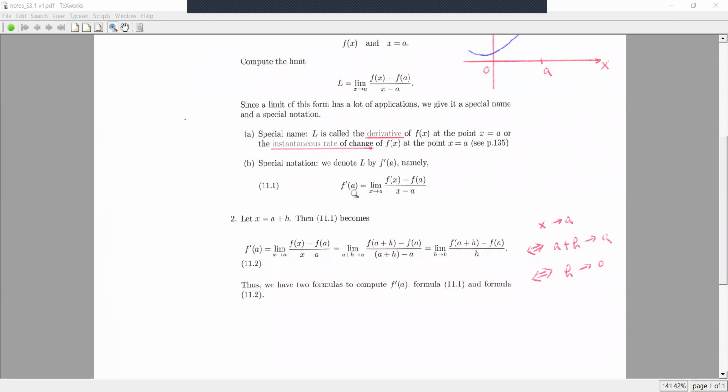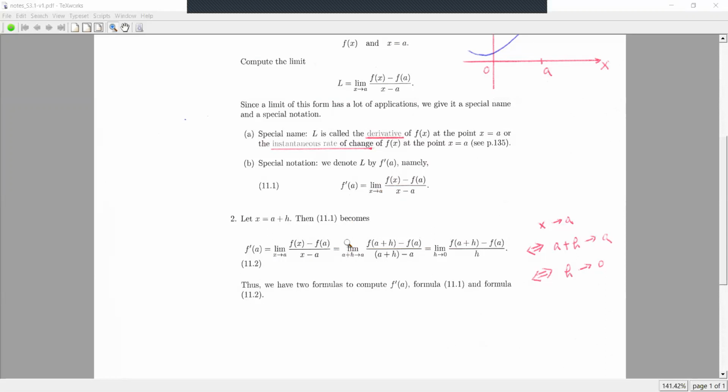We have a second formula. Make a change of the variable x. Let x be a plus h. a is a constant. h is a variable. Plug in a plus h in the x here. Then we have this equation.